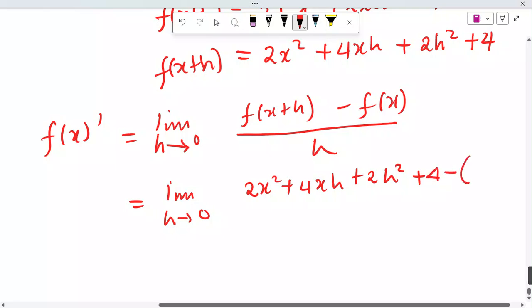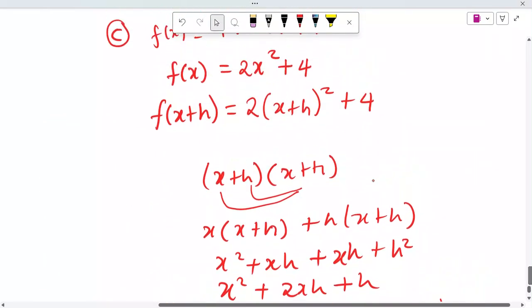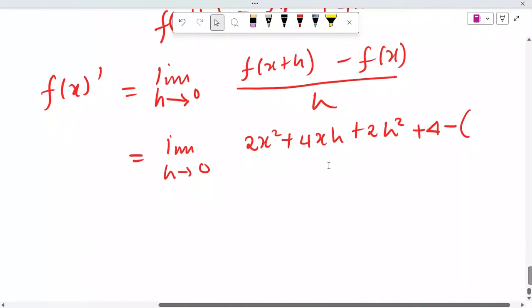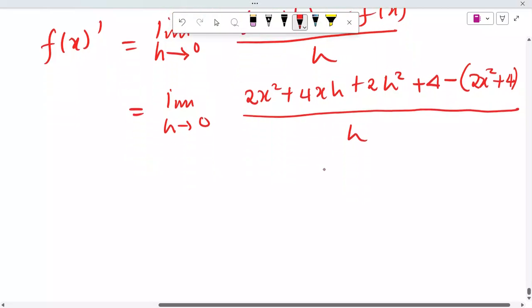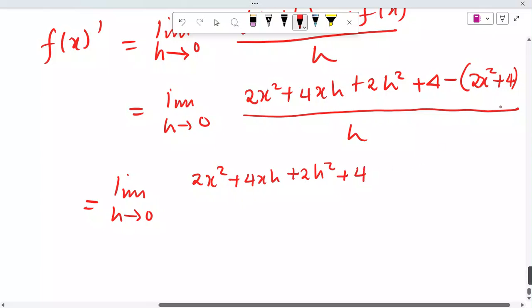Plus 4 minus, now what is f of x? f of x is 2x squared plus 4. Okay, so 2x squared plus 4, close bracket, everything divided by h. Okay, so let's continue. So we just write equals here limit as h approaches 0. We have 2x squared plus 4xh plus 2h squared plus 4. So we distribute a negative here. So this multiplied by this, it will be minus 2x squared minus 4, because here is also positive, so the negative applies to both, all over h. Okay, so let's continue.